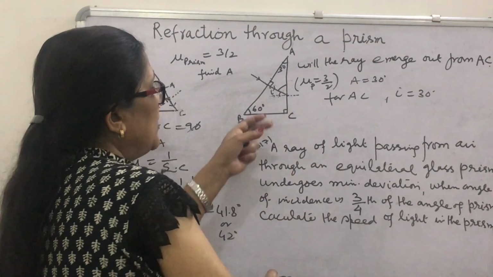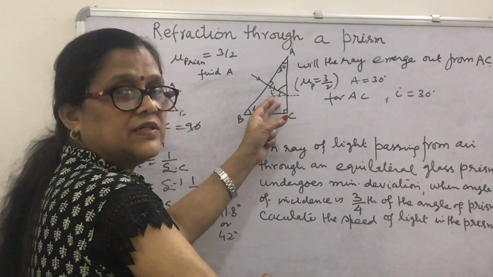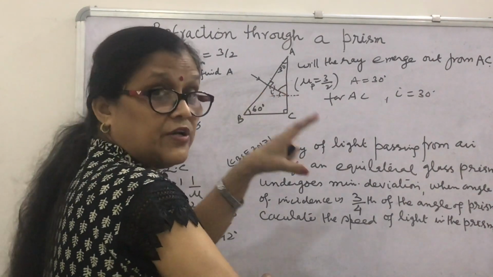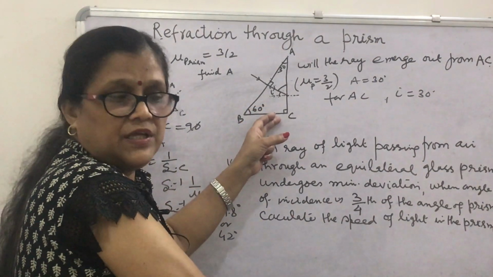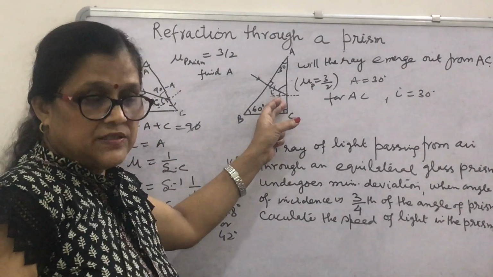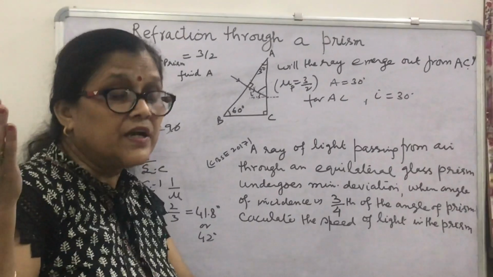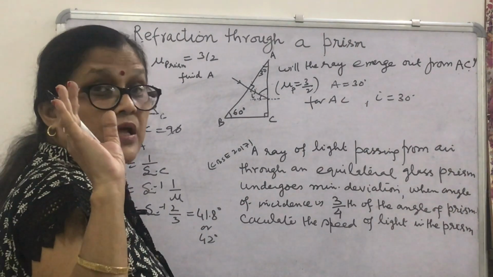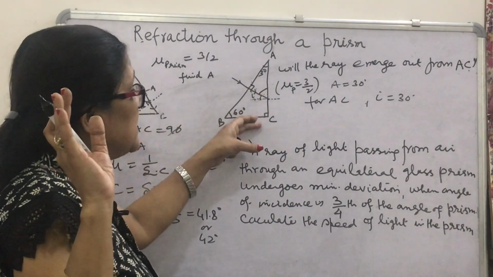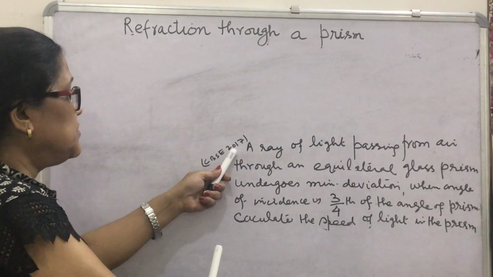What is the value of critical angle for the glass-air interface? That is 42 degree. Just now we have seen. Here also we can see that this angle of incidence is 30 degree, which is less than the critical angle, that is 42 degree. So the ray from the surface AC will emerge. This question was asked in the CBSE exam 2017.